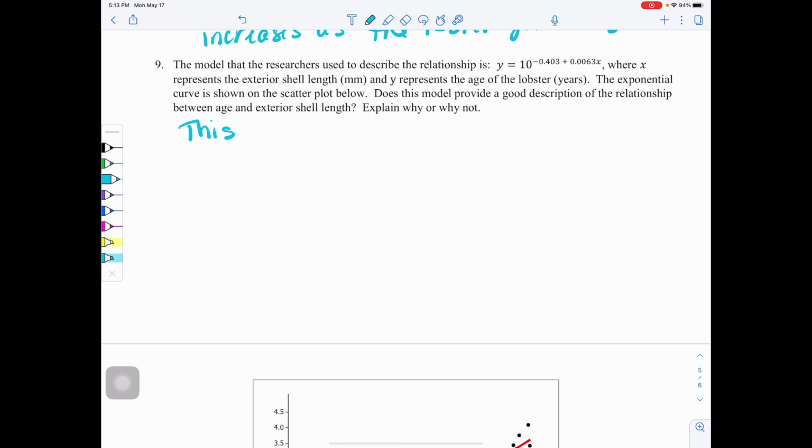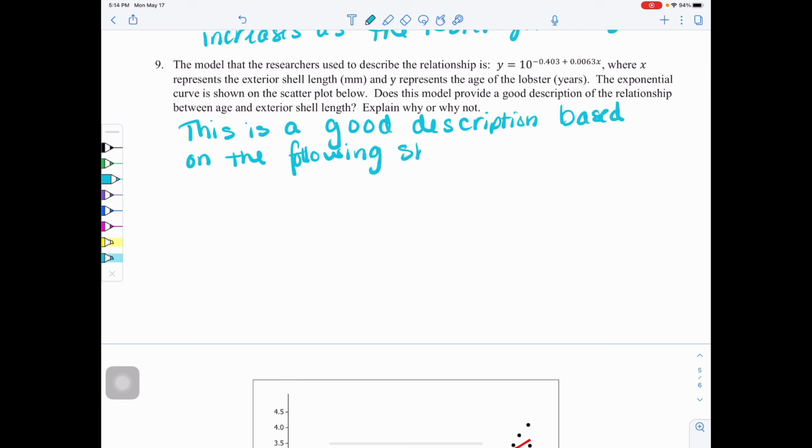We'll say this is a good description based on the following shell lengths. And predicted age. So keeping in mind what our actual equation is, we can pick some examples and see if we're on the money, if we're getting the value that we're supposed to be getting. So we're going to go through a couple of them.